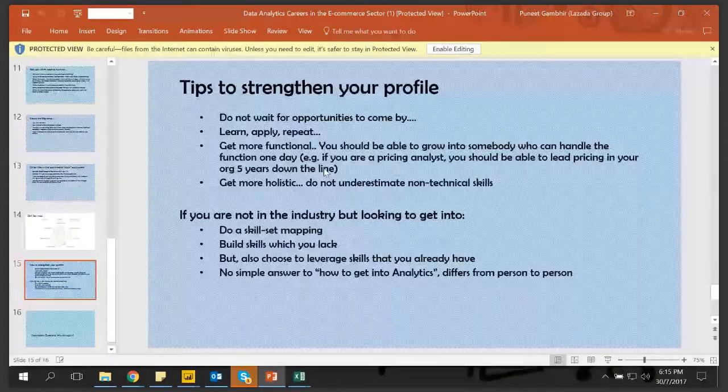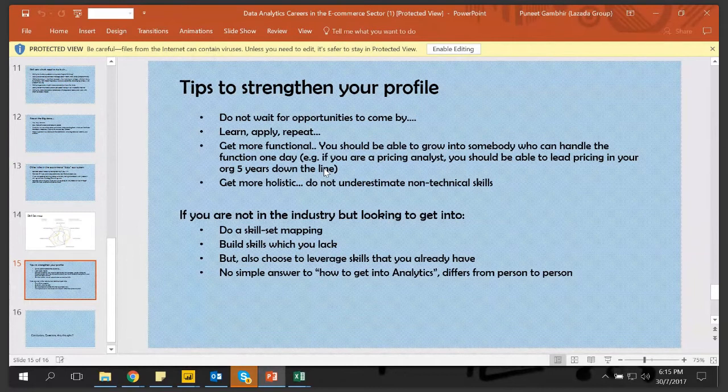So last slide before I move on to the questions. Tips to strengthen your profile. Do not wait for opportunities to come by. I know it will sound a little rubbish, but essentially, yes, finding a job has its own lag time, has its own factors which could lead to it sometimes taking a lot of time.